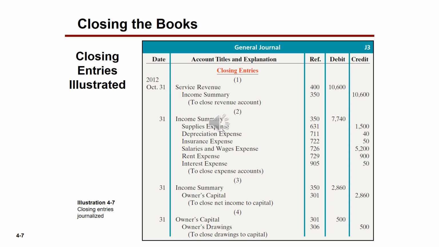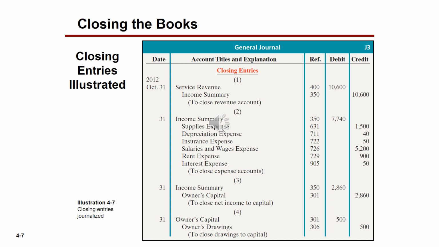Okay, and the third entry is going to be to close net income to the capital, right? So I'm going to debit income summary with the difference between the credit that came as a result of closing the revenue accounts and the debit side of the income summary that came as a result of closing the expense accounts. There will be a difference between the two most of the time, right? So in that case, we're going to debit income summary with that amount and credit that to the owner's capital.